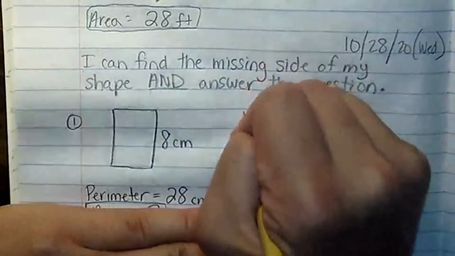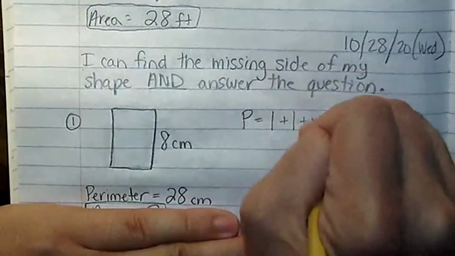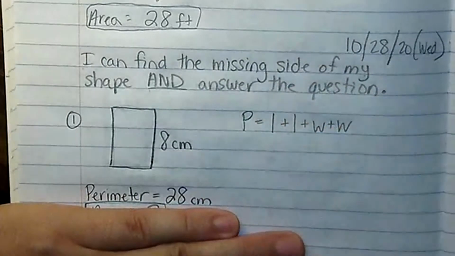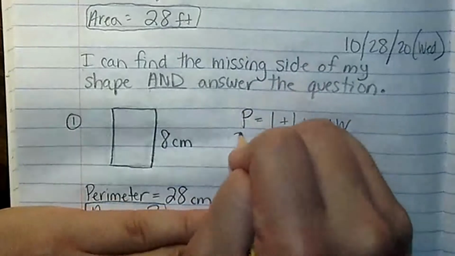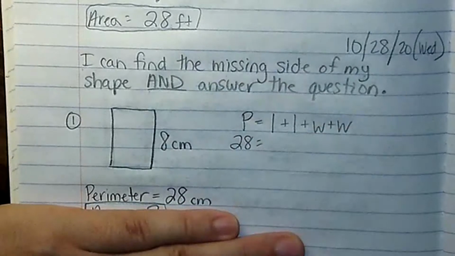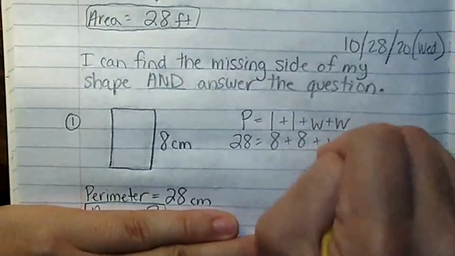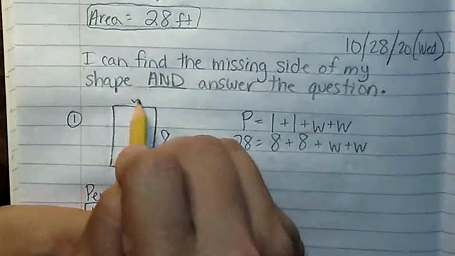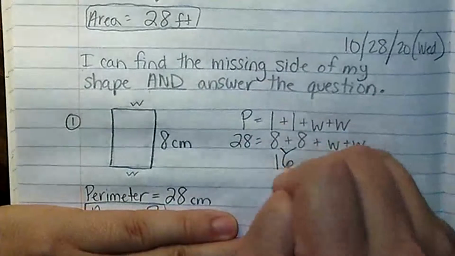I'm going to write the formula. Perimeter equals length plus width plus width. Perimeter, we know the P equals 28, so I can put the 28 there. 28 equals, do I know what the length is? Yeah, it's 8. 8 plus 8 plus W, because we don't know the top and the bottom. Those are our variables, they're missing. Well, I know what 8 plus 8 is. 8 plus 8 is 16.